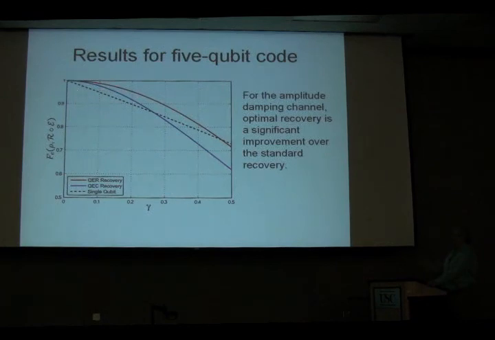Here's your 5-qubit code with the optimized recovery. And here is your unencoded qubit. So if you were using the standard recovery, the quantum error correcting code improves it to a damping parameter of 0.27. And if you use this better recovery, it kind of doubles it. So it actually improves quite a bit.